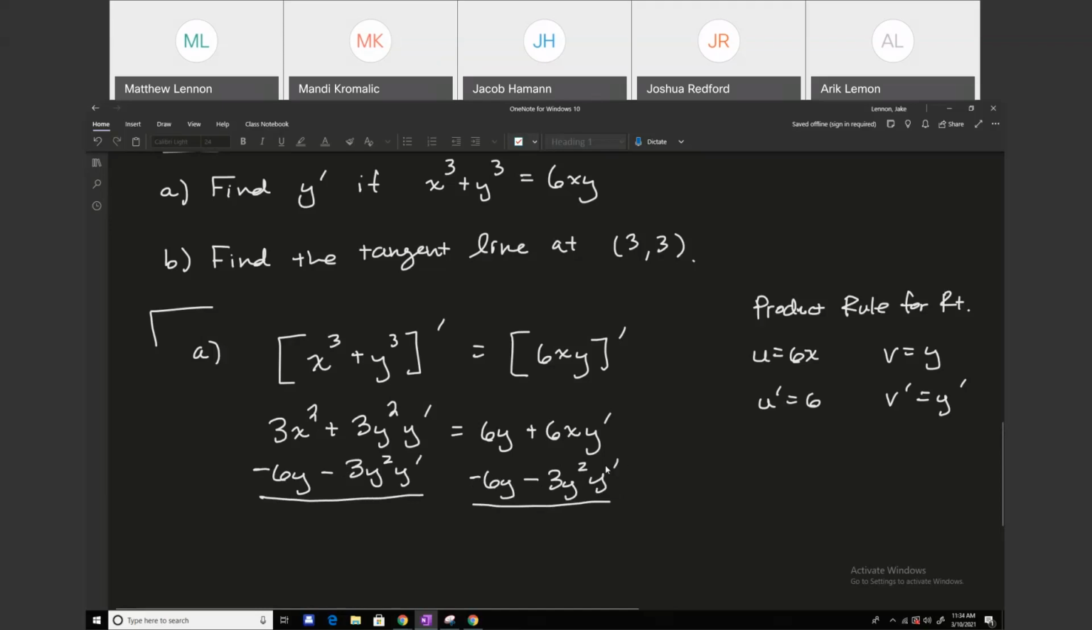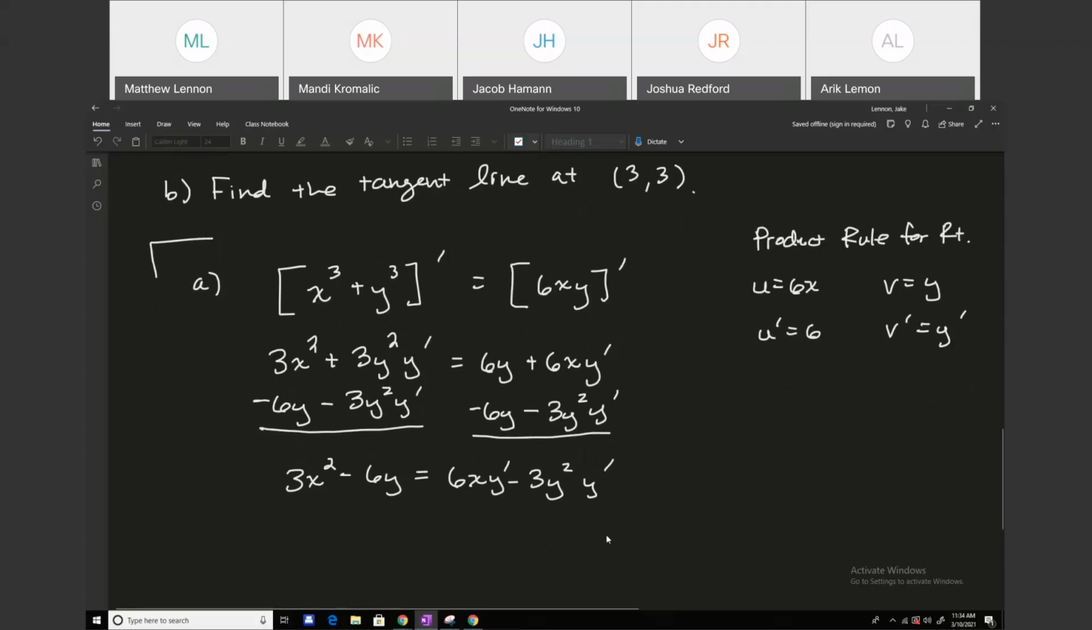Notice you have two terms that contain a y prime term and two terms that do not. So we end up with just 3x squared minus 6y on the left, and then we have our 6x y prime minus 3y squared y prime on the right. So what you can do now is factor out the y prime on the right. Again, sometimes the implicit differentiation might give us derivatives that look a little bit messy, and they typically involve two variables, but it allows us to find derivatives that otherwise we typically would not be able to find.